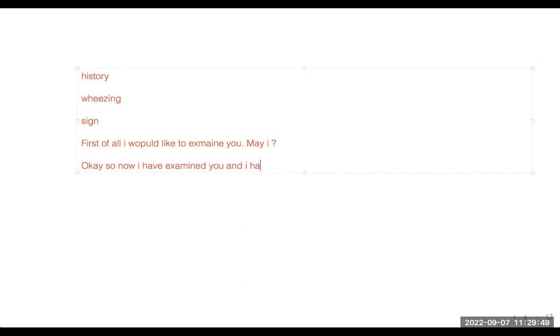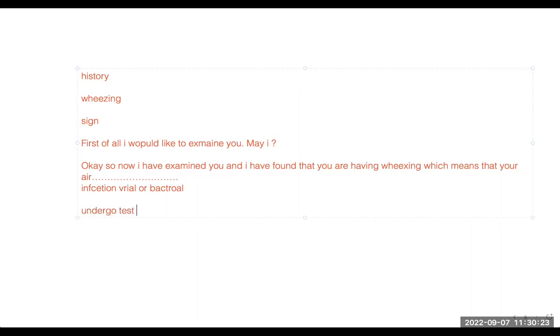And I have found that you are having wheezing, which means that your airways are blocked by this and this and this thing. So there are certain things. You might have an infection. It can be due to various reasons. So everything would be given. And if they want to talk about infection, it would be given: infection, viral or bacterial, this and that. Everything would be given again. So you need to undergo some tests. This would be given in point form: undergo tests such as this and this. Everything would be given. So that is how the OET role play goes.